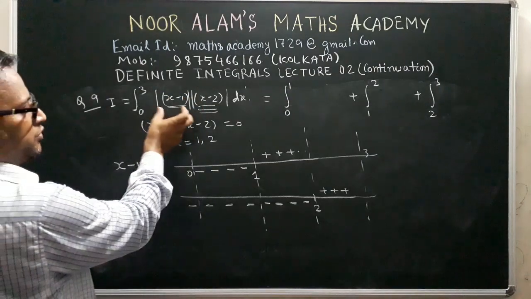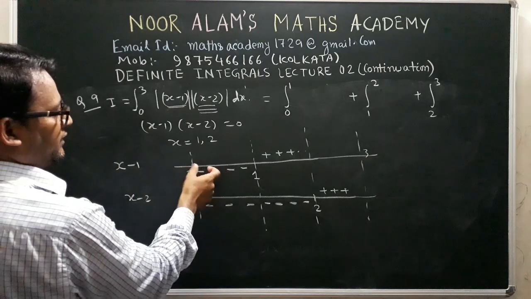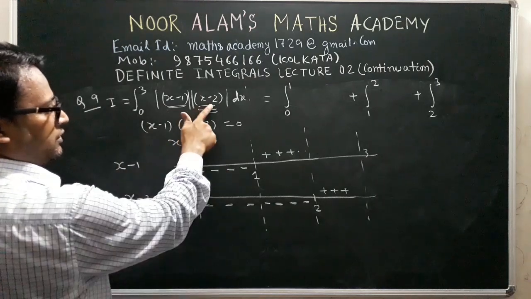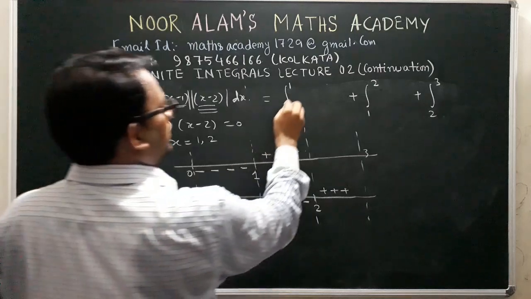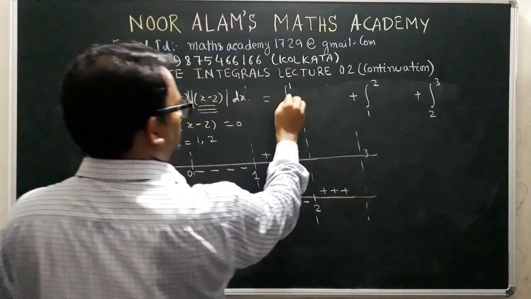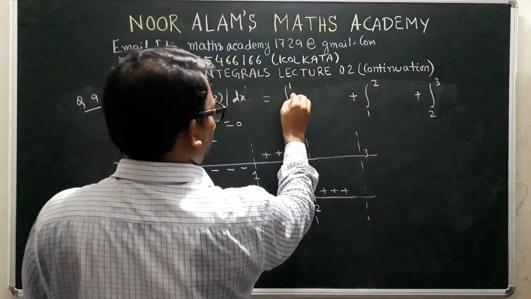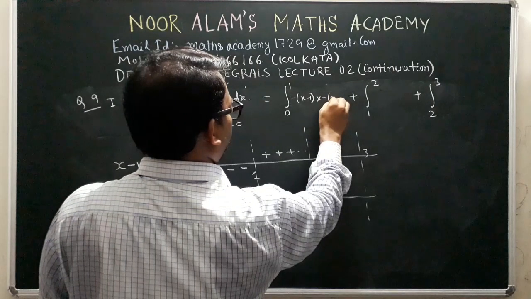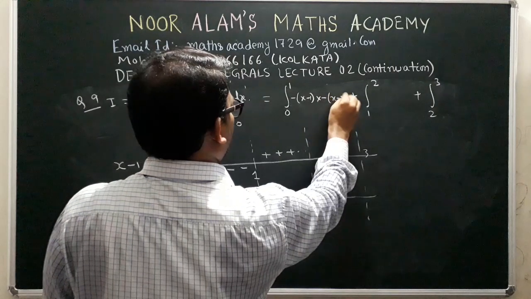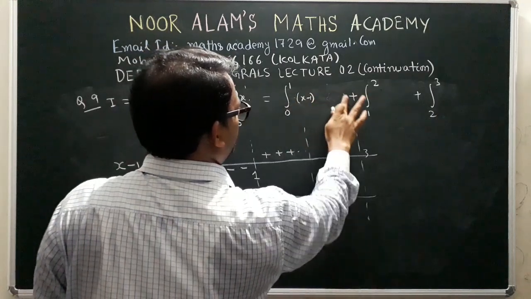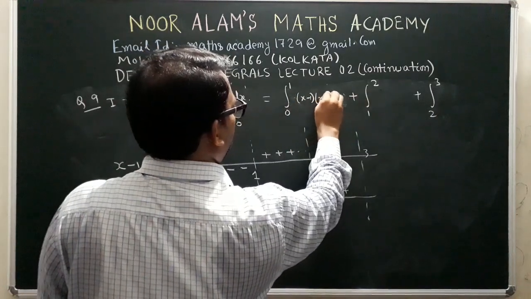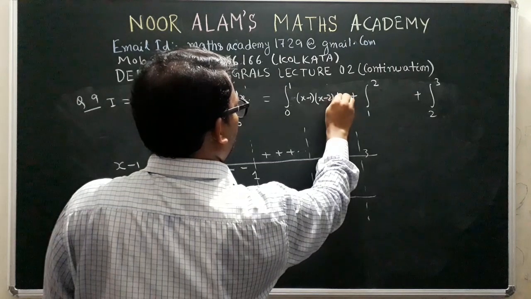When you remove the mod sign from the first term, it will give a negative sign, minus of x minus 1. This term also gives you the negative sign. So here we have minus of x minus 1, into again minus of x minus 2. So ultimately minus minus becomes plus, and you can write it in this way: x minus 1, x minus 2 dx.